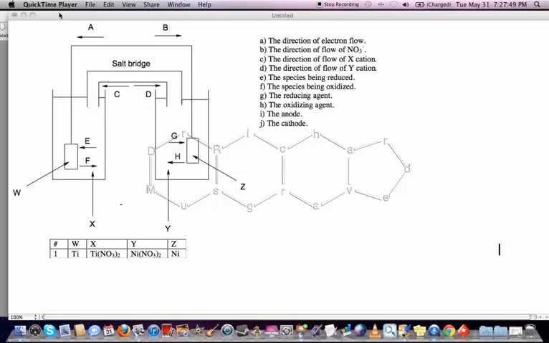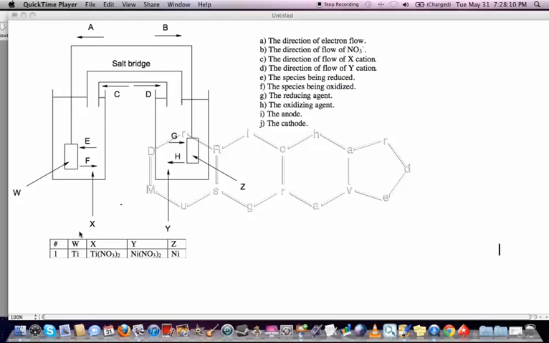I'd like to show you an example of a direction of flow problem, and this is from your Galvanic cells problem set, which you'll find in your Galvanic cells folder. Alright, so here's what you've been given. You've got your diagram, same one as we've been talking about. These are the questions you'll need to answer about each of these.